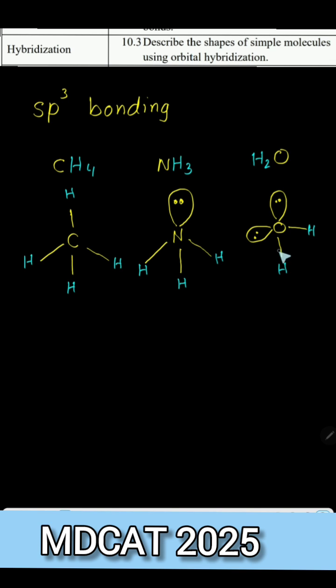This is why the angle decreases in these molecules. In methane, it is 109.5. In NH3, due to the greater repulsion of the lone pair, the angle decreases to 107.5 degrees. In H2O, because of the 2 lone pairs, more repulsion, the angle decreases to 104.5 degrees. Again, the electronic geometry is tetrahedral, but the shapes of the molecules are different. Methane is tetrahedral, ammonia is pyramidal, and water is angular.